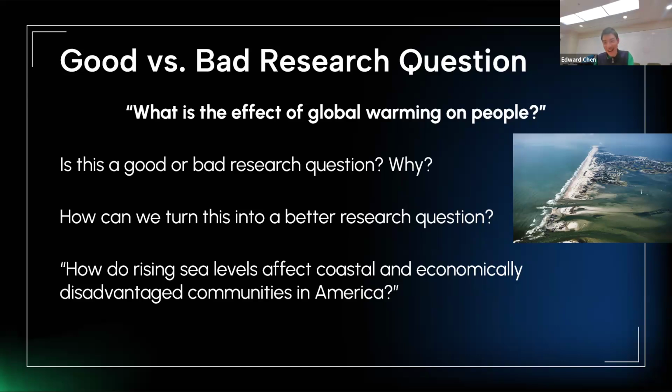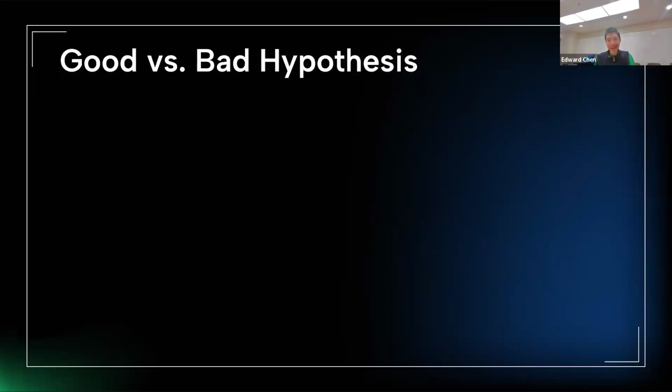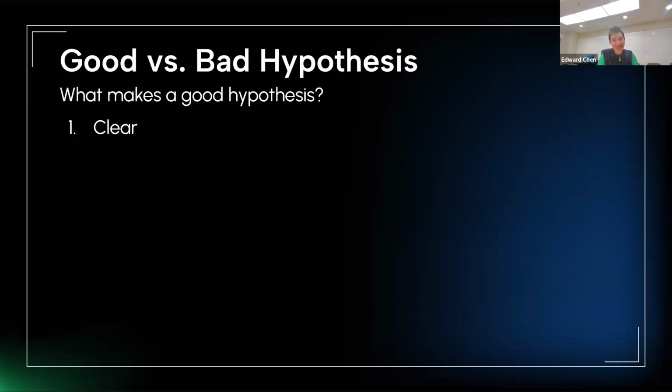Thanks. And now we'll move on to talking about hypotheses. So what makes a good hypothesis? I would say a good hypothesis has very similar elements as a good research question. Number one, it's clear. Number two, it's specific. Number three, it's testable. Anthony, thanks. So these are definitely things that you want to keep in mind across both research questions and hypotheses.